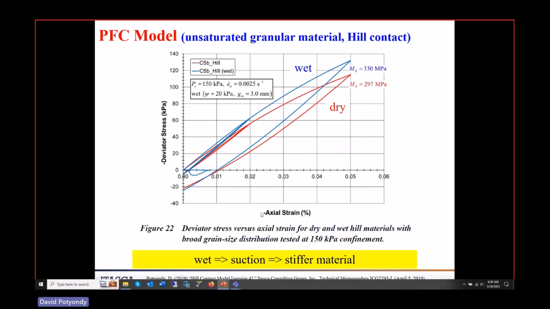And what we see, just look at this here. This is when there's no moisture. This is when there is moisture. We're happy because notice that when there's moisture, the system is stiffer.